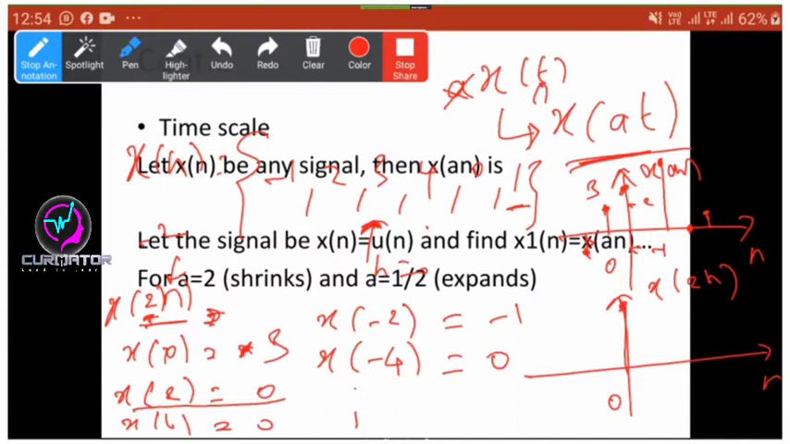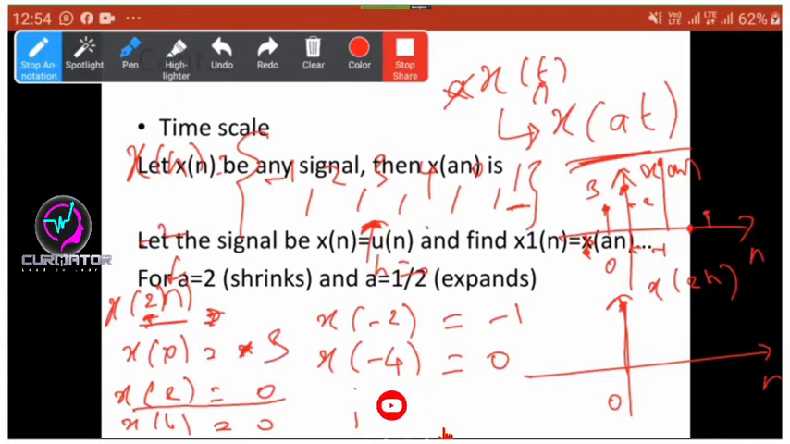Now let us take the negative part, negative n's. Now n equal to minus 1. So it will become 2 into minus 1, minus 2, which is equal to minus 1. And now n equal to minus 2. So 2 into minus 2 is minus 4, so it is again 0. It will be 0 always.